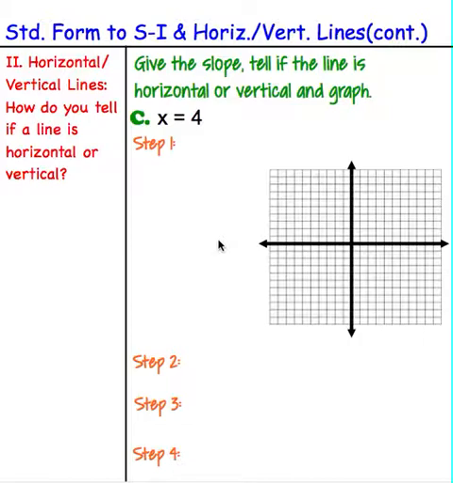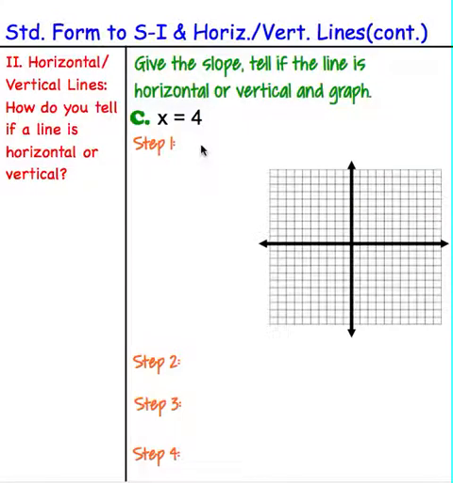Second half of this lesson is really focusing on horizontal and vertical lines. Now I realize we've focused on horizontal and vertical lines a little bit in Learning Target 15 and a little more in Learning Target 17, but we want to be able to tell if the line is horizontal or vertical, and we do have some information from our lesson previous when we talked about horizontal and vertical initially, but I want to give you a little bit more information.